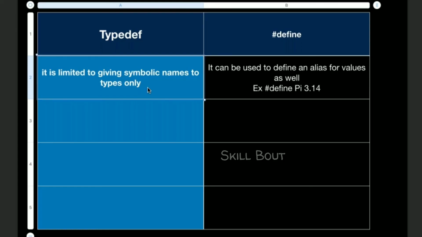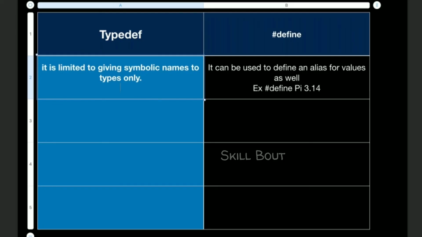Typedef is only for the type. So how do you write it for the type, guys? For example, you write typedef, okay, typedef, and for integer you give it the name yo, right? That is what you have discussed about it.